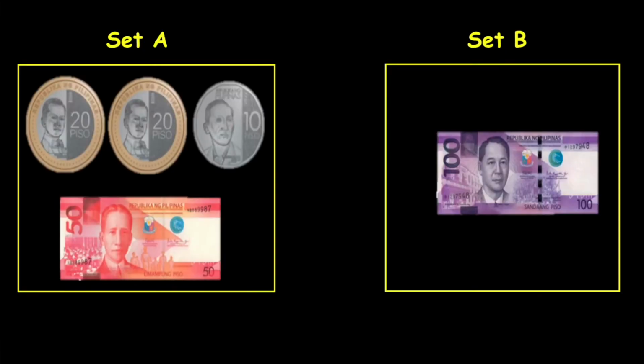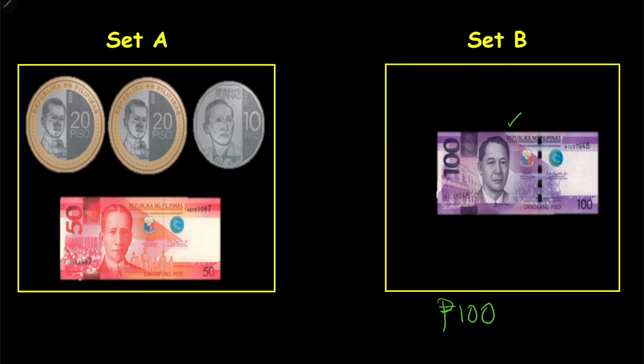This time, let's compare the two sets of money. So before we can compare set A to set B, let us first identify the value of money in set A and in set B. So for set B, we only have here one 100 peso bill. So therefore, we already know that set B has a value of 100 pesos.